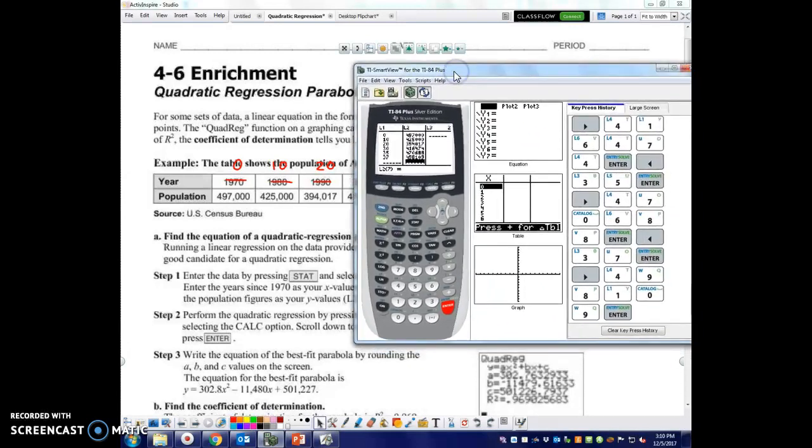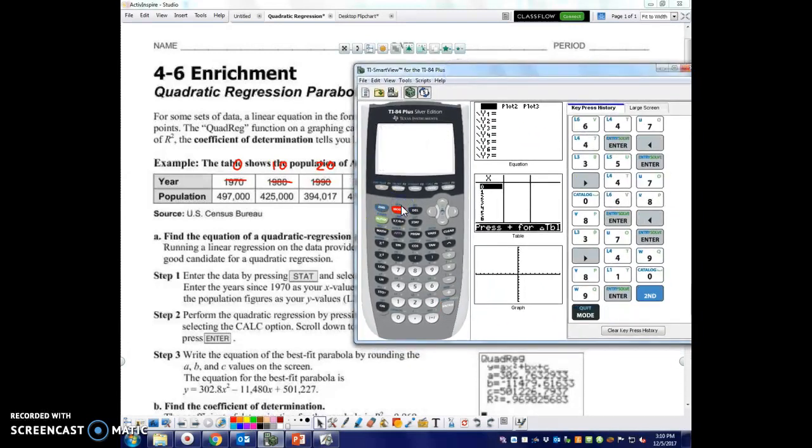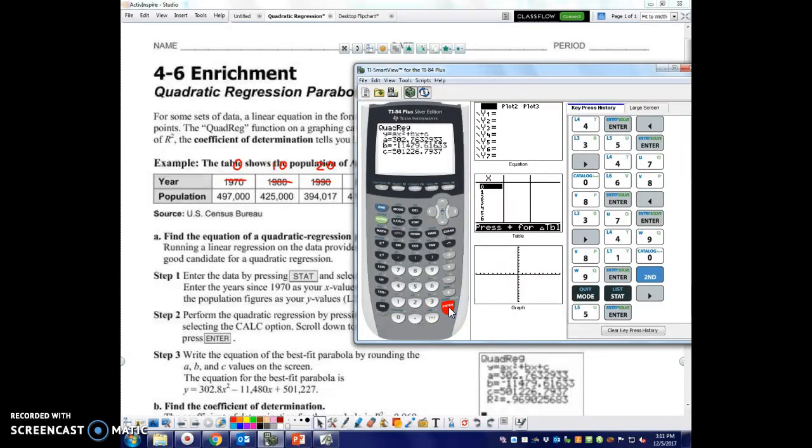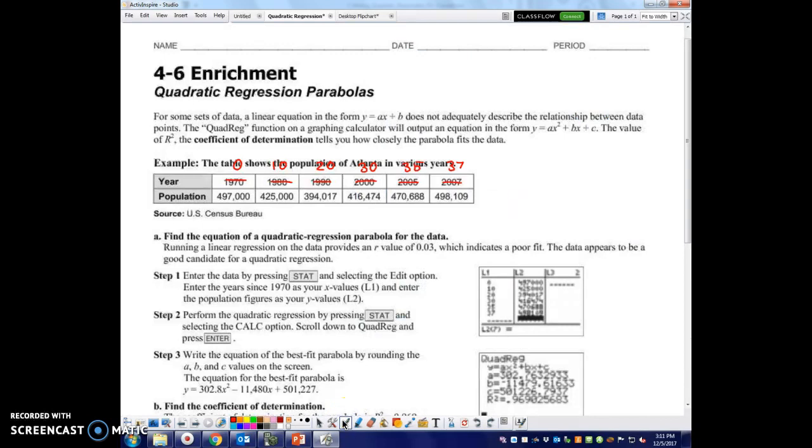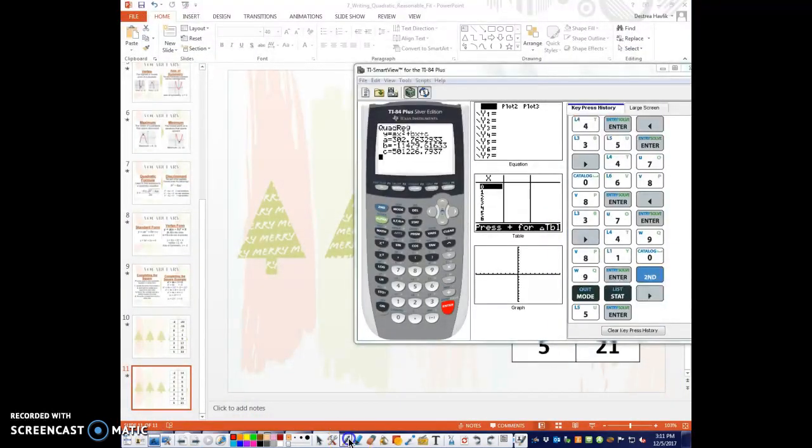Okay, so from here, we quit. Go back into stat, over to calc, and we want quadratic, so pick 5, hit enter. Okay, so this one's kind of weird and funky, but you would write it the same way. So it's y equals ax squared plus bx plus c.